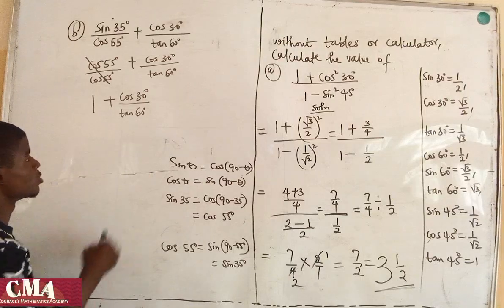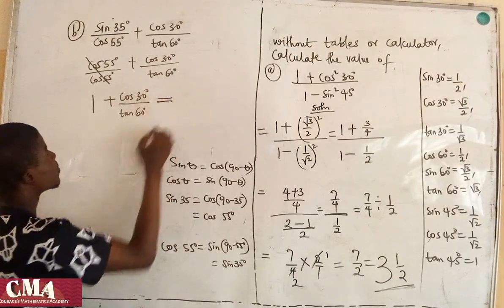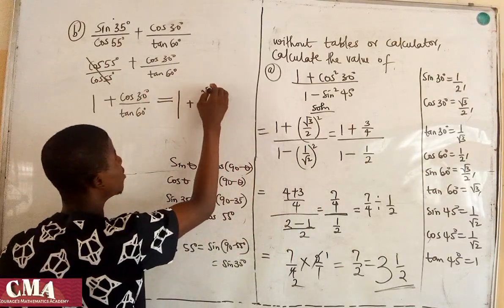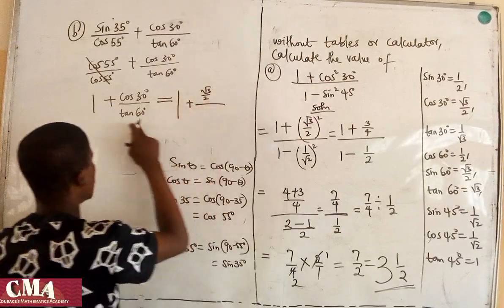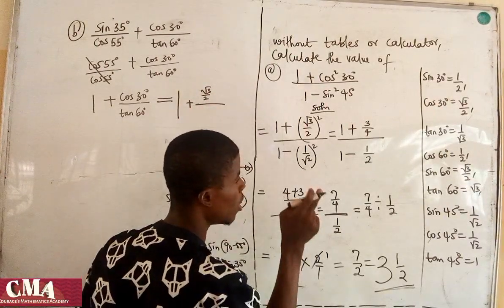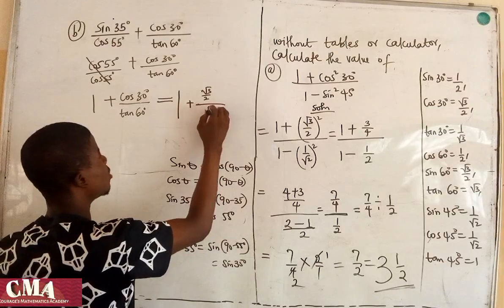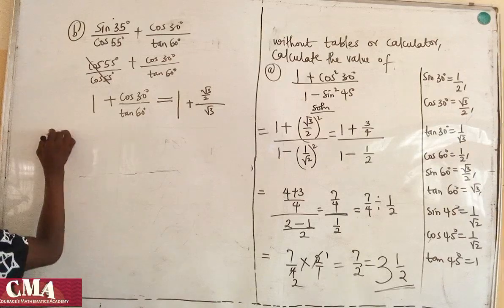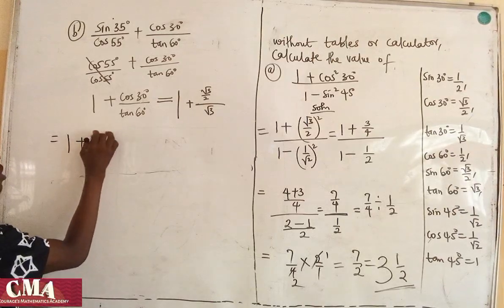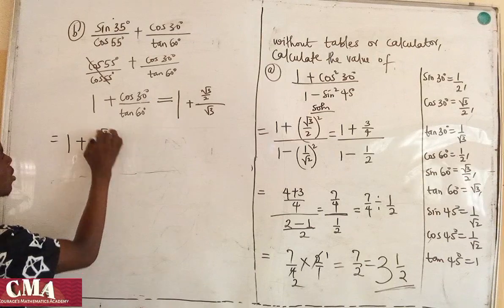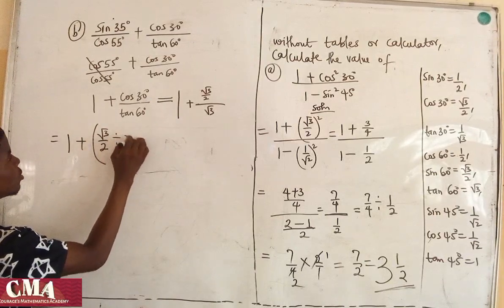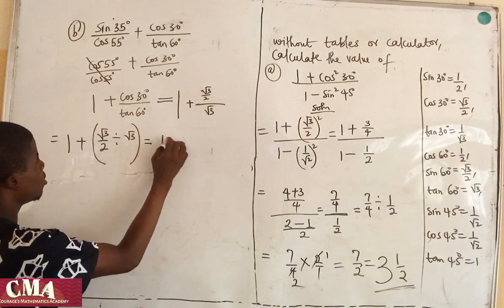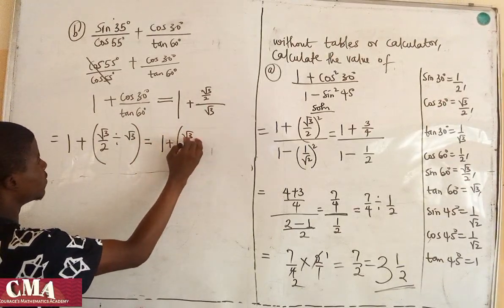So it has been reduced actually. Let's see what we'll get. 1 plus cos 30, which is root 3 over 2, all over tan 60, which is root 3. So this is what we'll have. Let's simplify further. This is 1 plus root 3 over 2 divided by root 3. This is equal to 1 plus root 3 over 2.